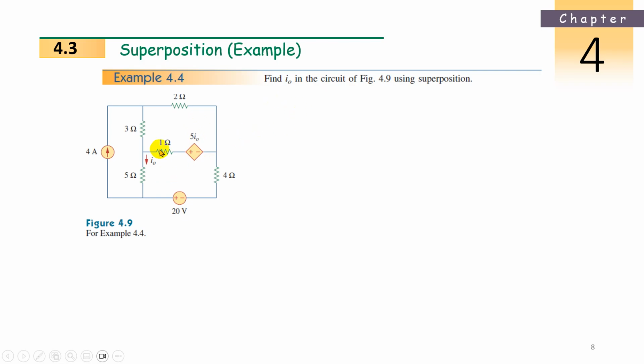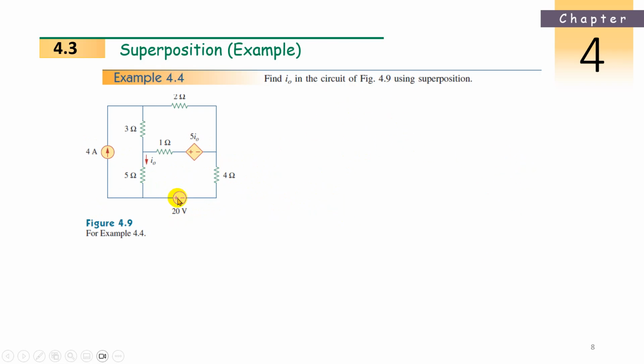Now, how many steps, how many analyses do we need here? 3. Why? Because we have independent sources only 2. One is dependent, so the dependent source we should not touch. So we need 2 circuits, one for each. So we have two analyses, and the third step, the complete answer. So 3 steps in total.